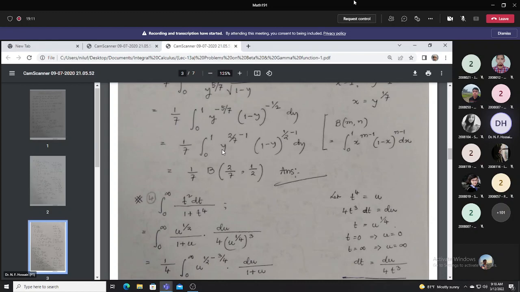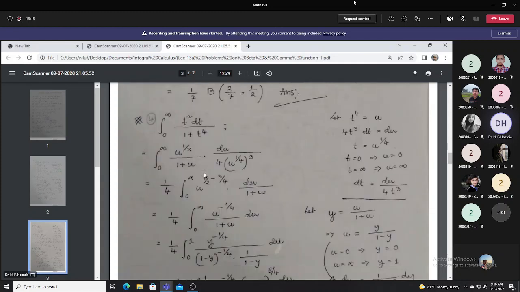So it goes to this formula, and the result is beta of 2 by 7, half. There was a 1 over 7 outside. So this is the result.